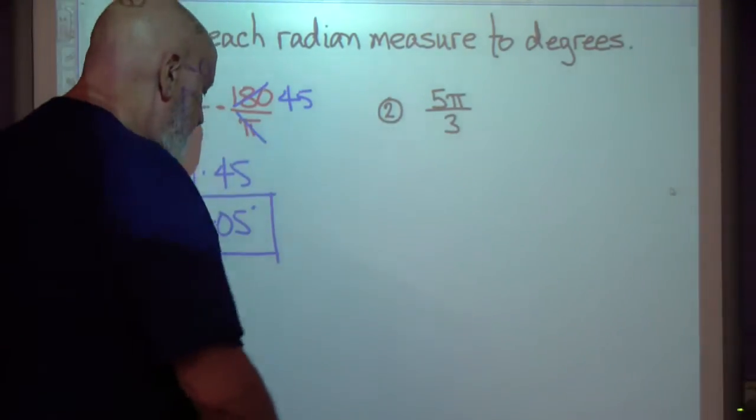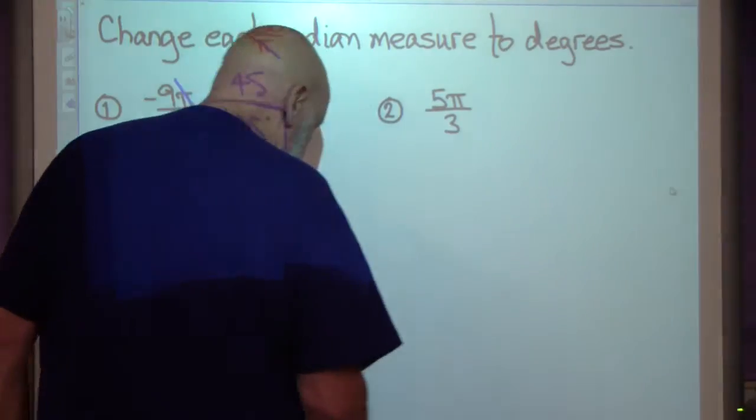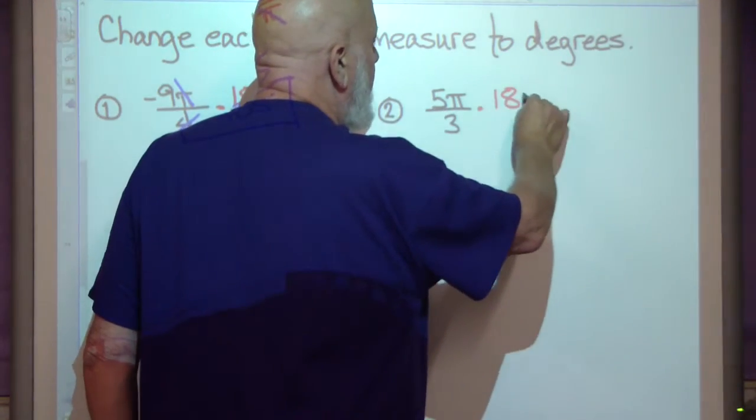Okay, let's take a look at this. We're changing radian measure to degrees. It's just a matter of doing the same thing over and over again until you remember it. I'm going to multiply by 180 over pi and reduce.